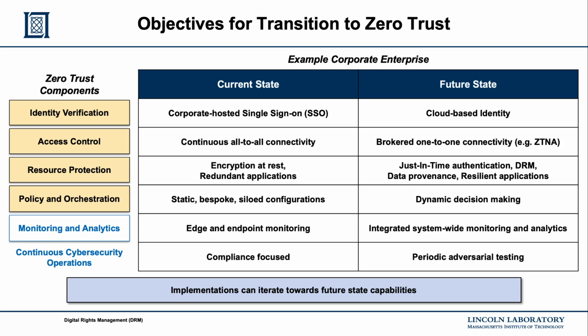And that applications are not just redundant, but made resilient in certain ways to cyber attacks so that they can keep working in the face of an attack. The policy and orchestration itself would be more dynamic and adaptable, and monitoring and analytics are integrated system-wide. And rather than just relying on compliance testing for cybersecurity, periodic adversarial testing is done in specific ways to show that the architecture has been hardened and made resilient to cyber attack.